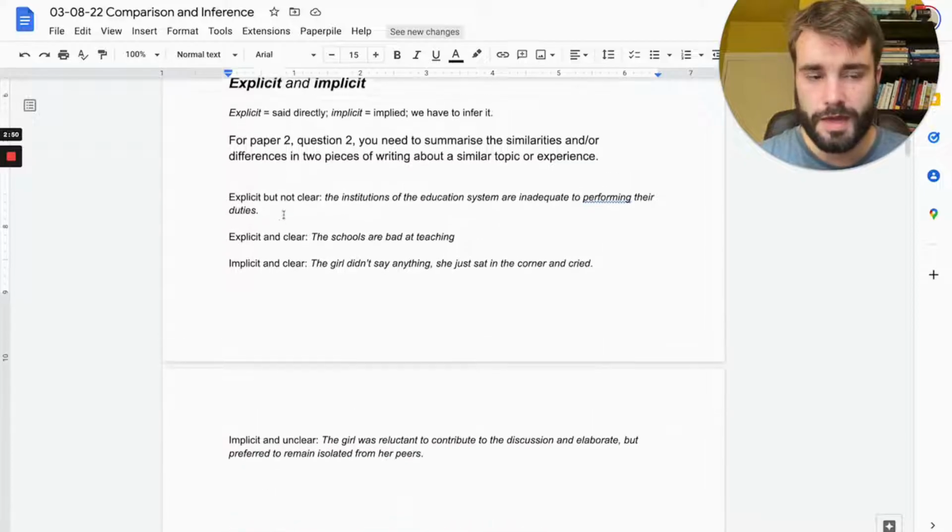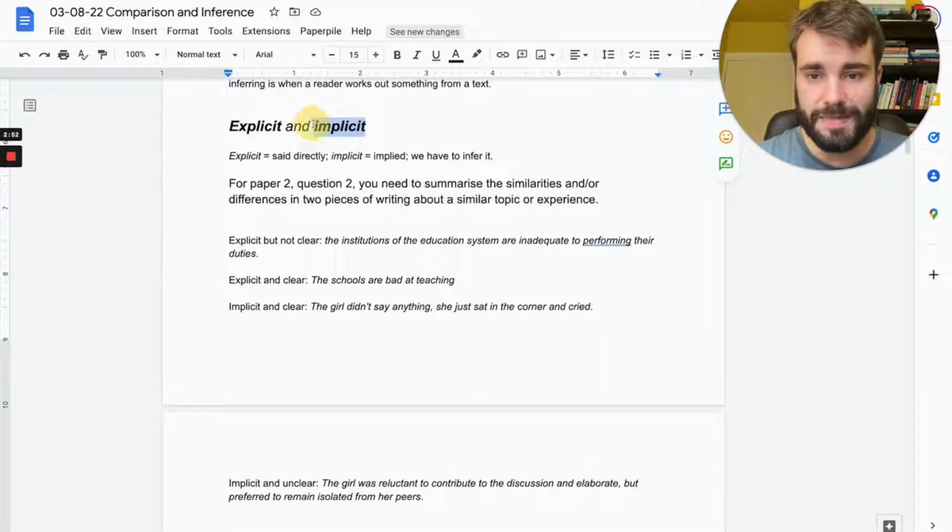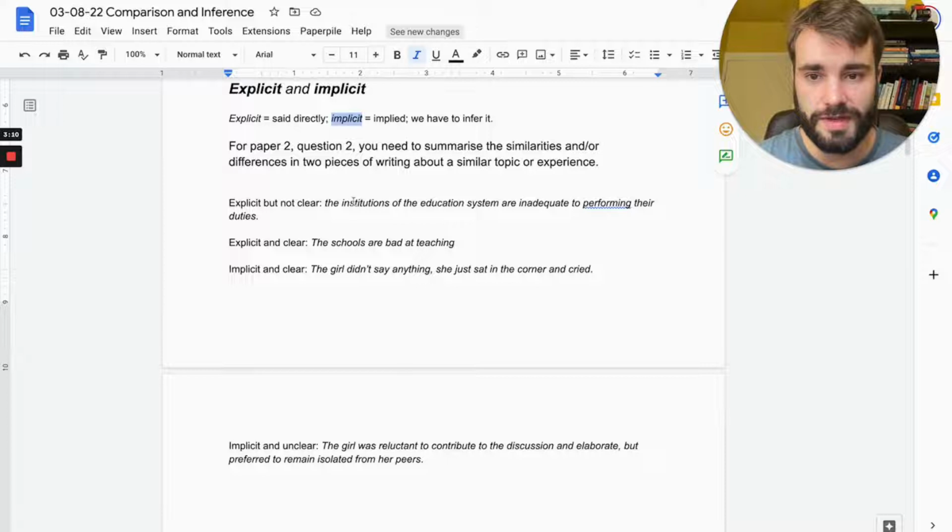So, we are looking at implicit information. Very important word to know. Implicit means that it has been implied. It's literally the verb imply made into an adjective. So if something is implicit, you have to infer it. The writer didn't say it, but they made you work it out. Now, it's important to know that explicit, the opposite, means said directly. It does not mean clear.